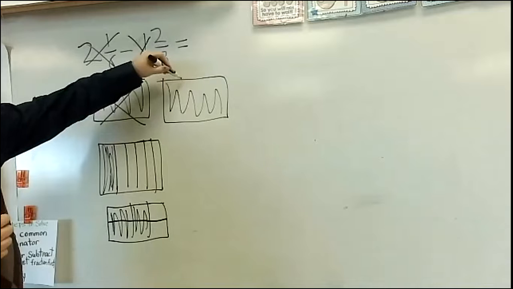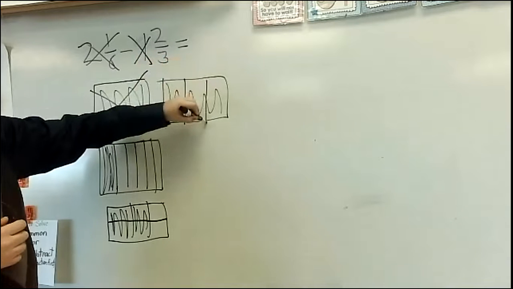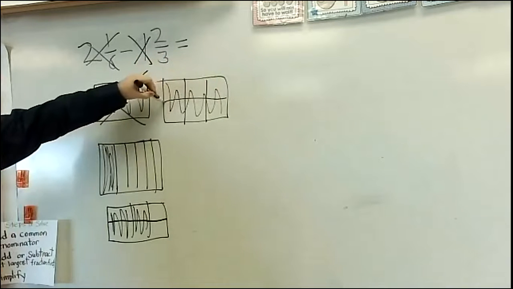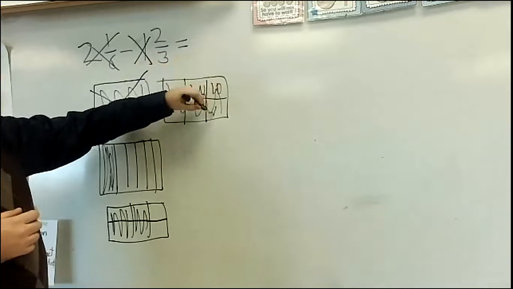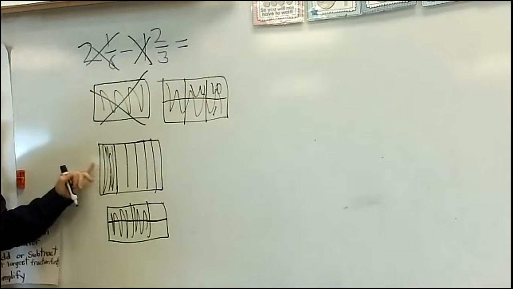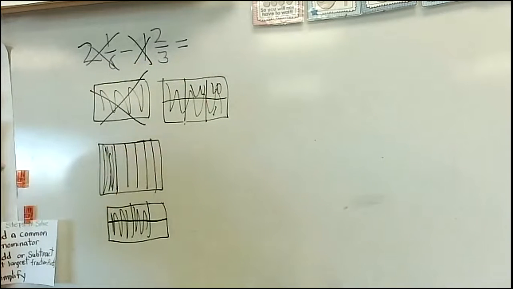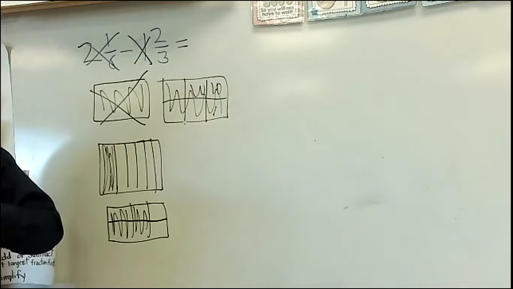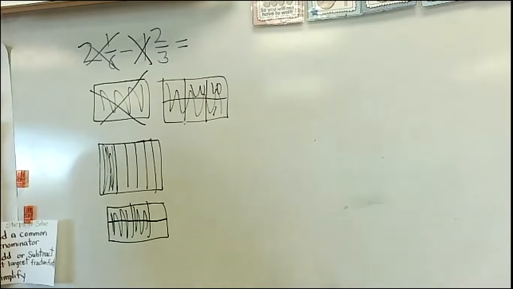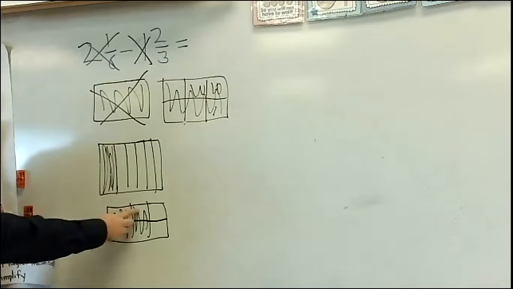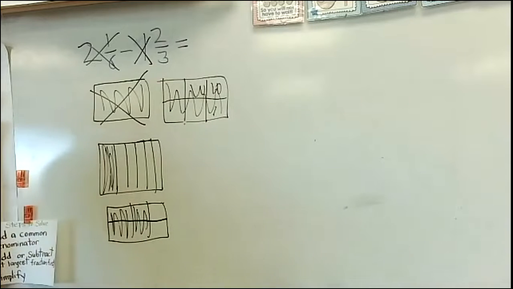So go ahead and break up your other area model. That's the 1 whole. Break it up into 6 because I don't have enough. I only have 1/6. Now take away 4/6 from these 2 and see what you get. I'll give you 30 seconds. You're taking away 1, 2, 3, 4 sixths from the 7/6.